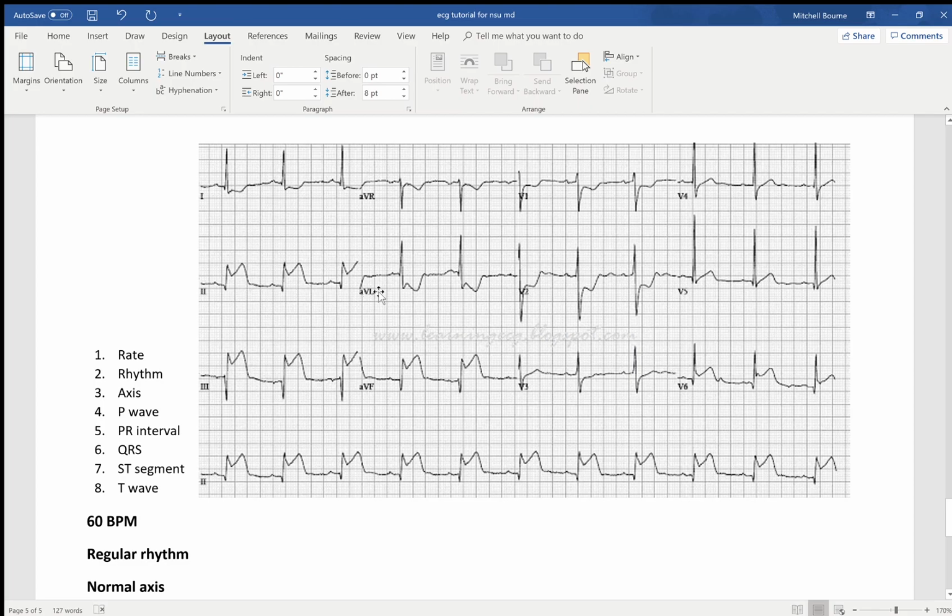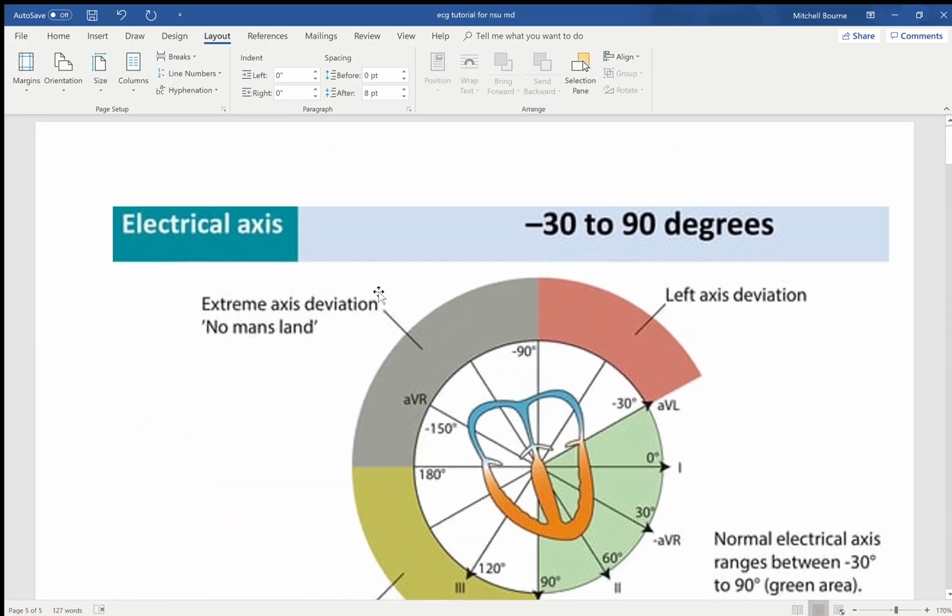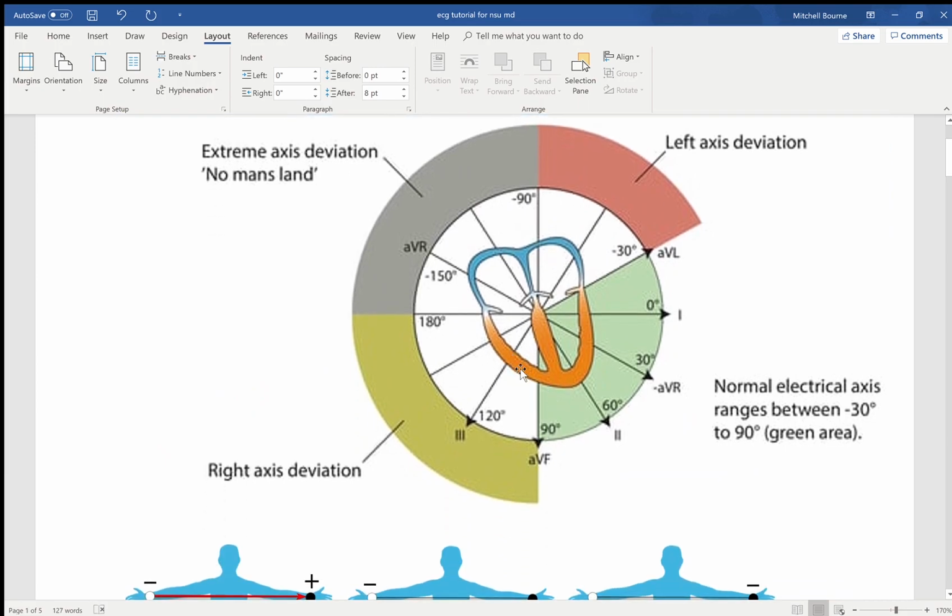Now, if 2, 3, and AVF are infarcting, this part of the heart's infarcting right here. What is opposite of that? This part of the heart. So 2, 3, and AVF are electrically opposite to 1 and AVL. Inferior is opposite to high lateral. Inferior, 2, 3, AVF is opposite to high lateral, 1 and AVL.